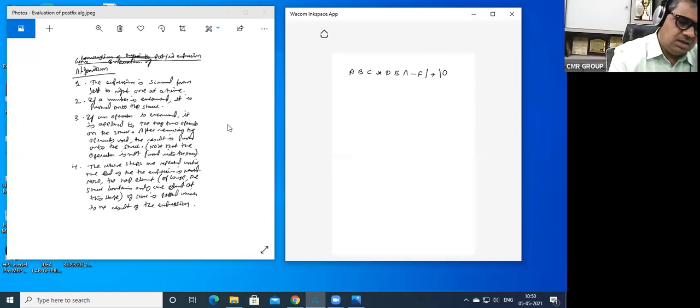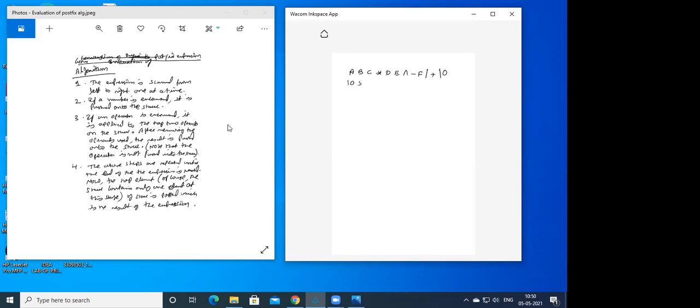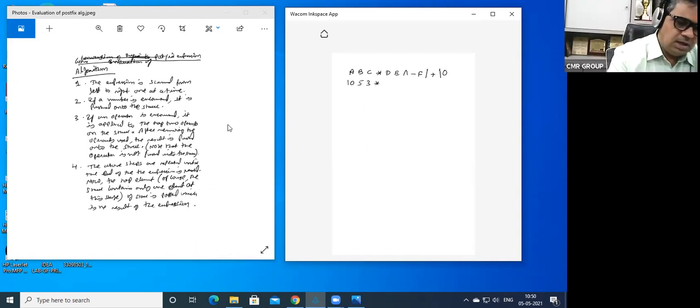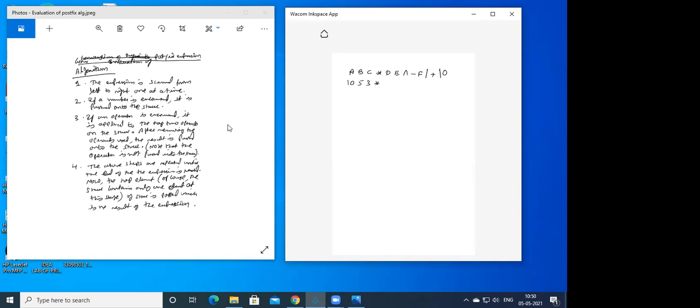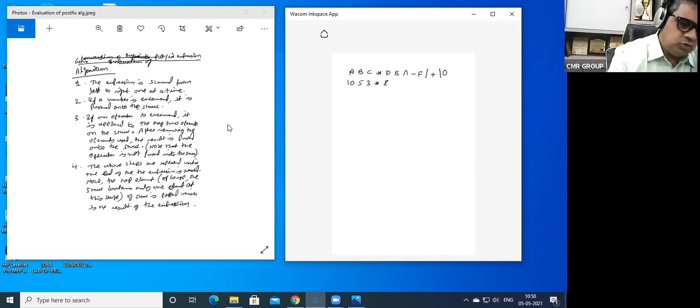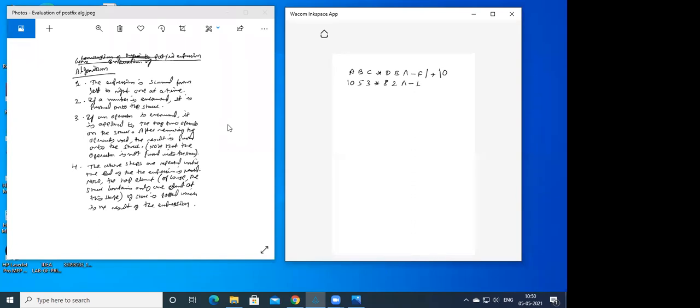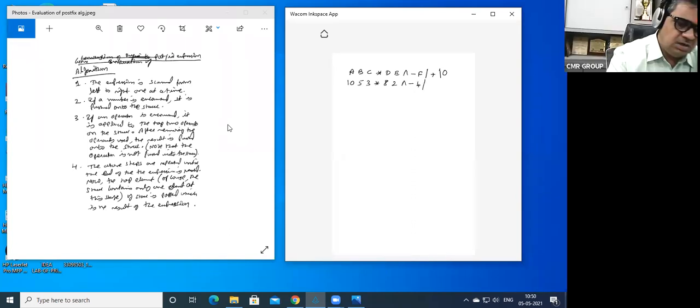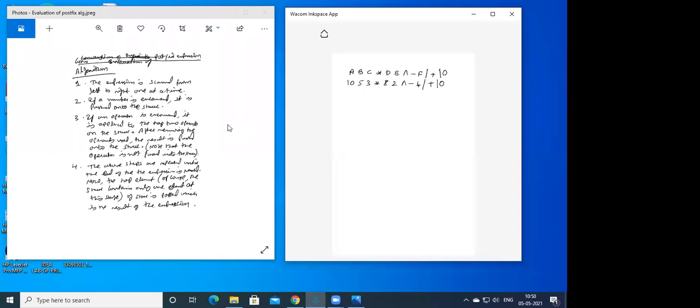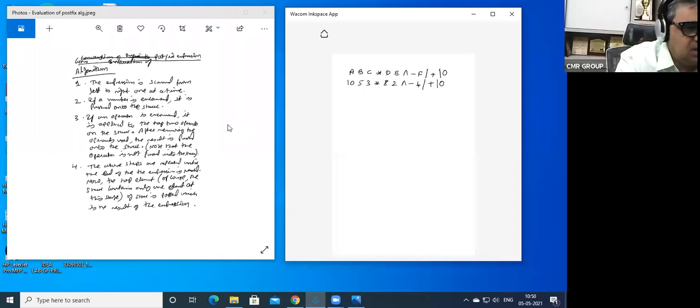A is 10. B is how much? 5. C is how much? 3. And then star. Then D is how much? 8. Then 2, power, minus, 4, division, plus, slash 0. This is what it is after substitution.